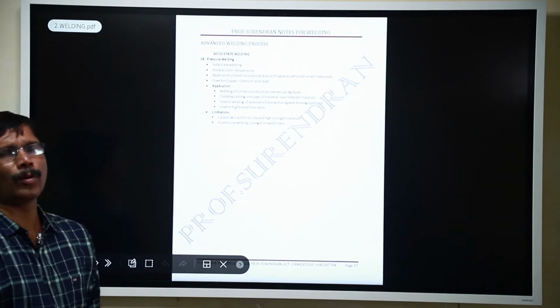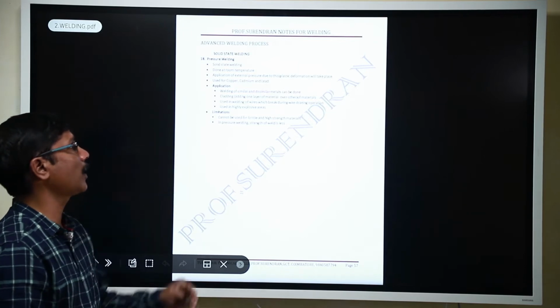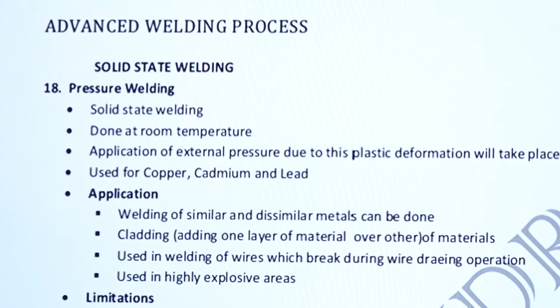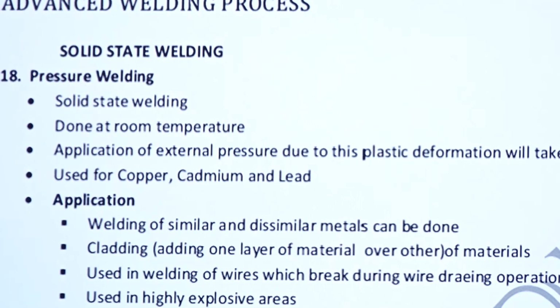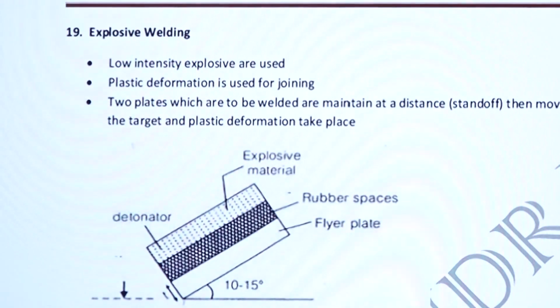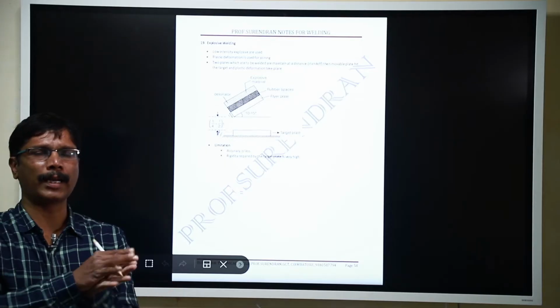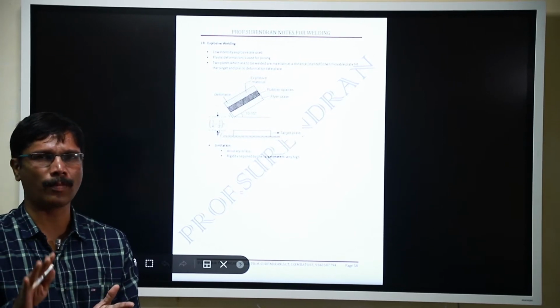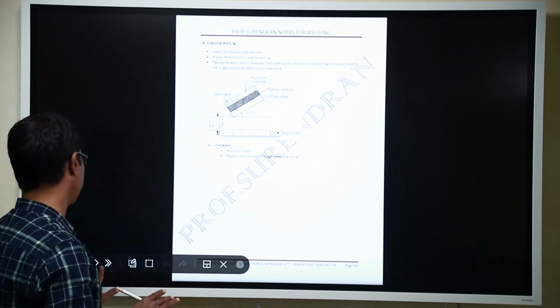Next, we are going to know about solid state welding. In solid state welding, pressure welding is used. It is done at room temperature. The next thing is explosive welding. With the help of explosive, the target plate and the flyer plate are bonded together. Large surface area contact is made by explosive welding.